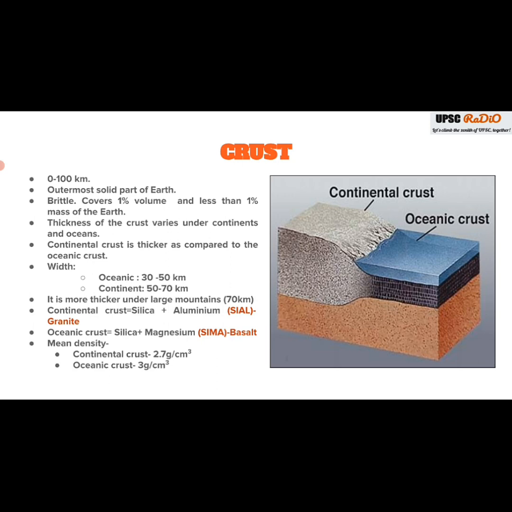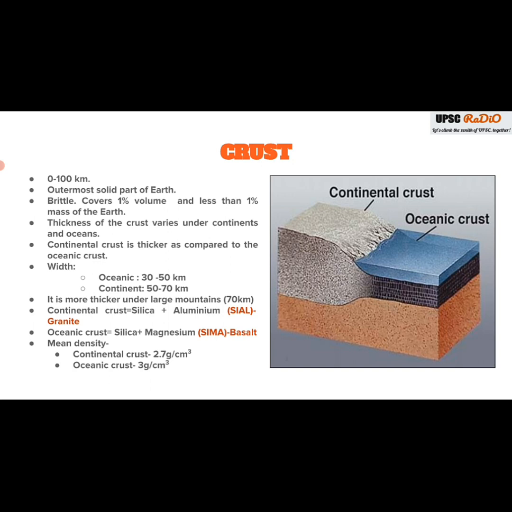Thickness of the crust varies under continents and oceans as shown in the figure. Continental crust is thicker as compared to oceanic crust. Width of oceanic crust is 30 to 50 kilometers and continent is 50 to 70 kilometers. It is much thicker under the large mountain system such as Himalayan mountains, up to 70 kilometers.